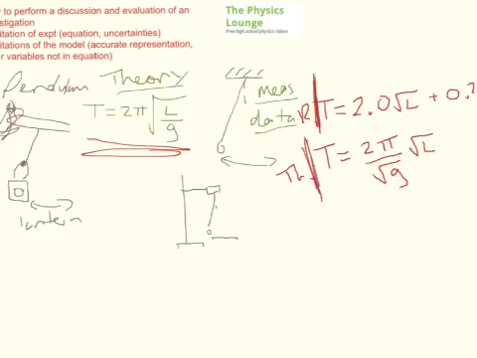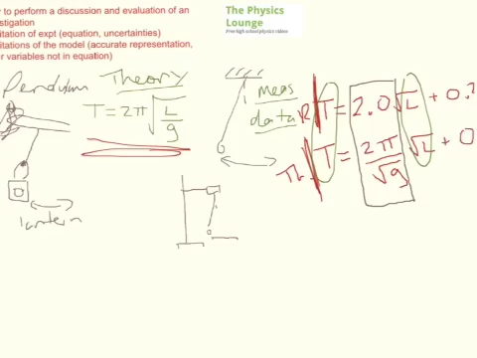Now, the easiest way to compare the two is to look at similar parts and see if they're similar. So T and T is no problem. Square root L and square root L is no problem. But we have this 2.0 and 2 pi over square root g. And on the theory equation, it's actually plus 0, but we don't write it because you don't need to write plus 0. So we've got that to compare as well, the 0.2 and the 0.